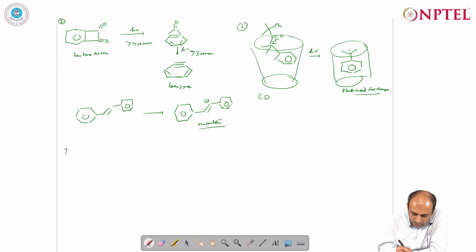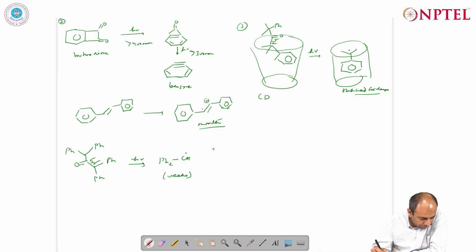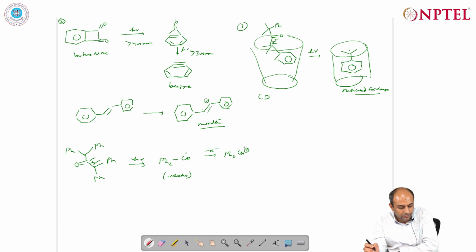Similarly you can consider this particular compound, and it can form, by photolytic dissociation, Ph2CH dot, stable for weeks, and then if it loses an electron, Ph2CH plus, you can stabilize this as well.